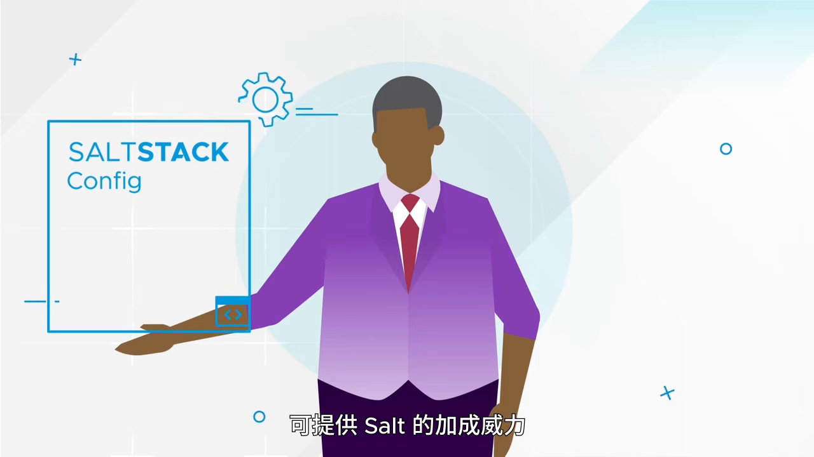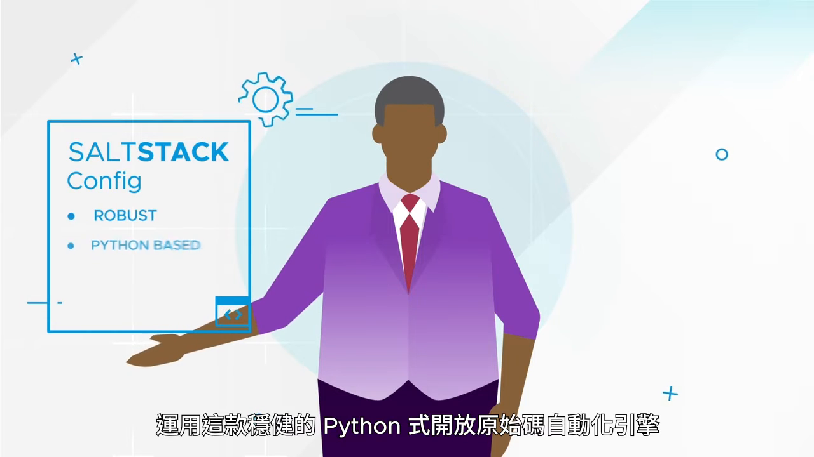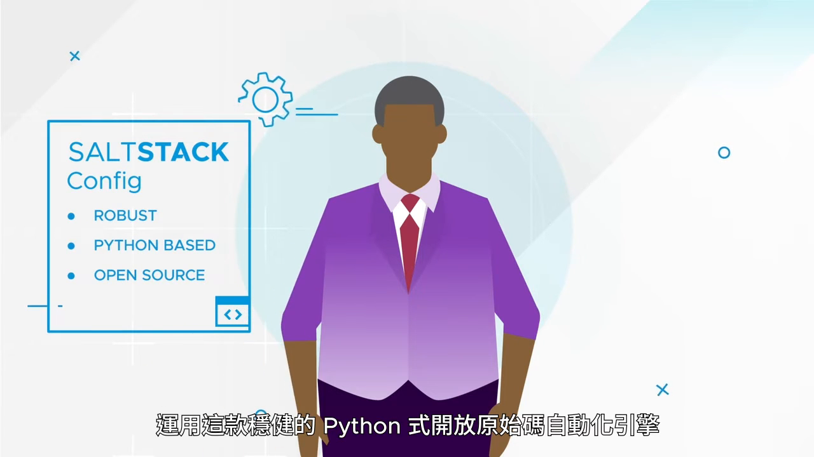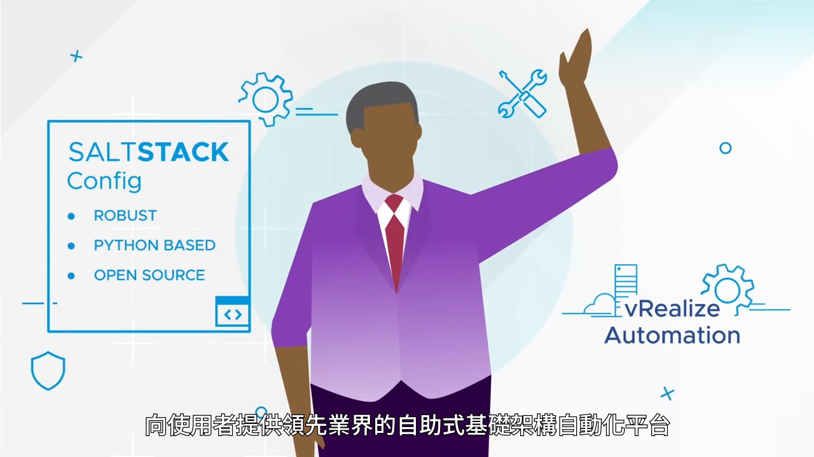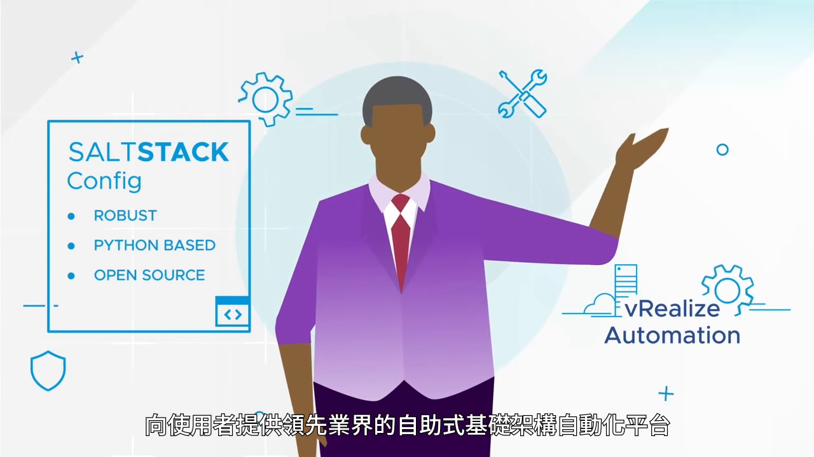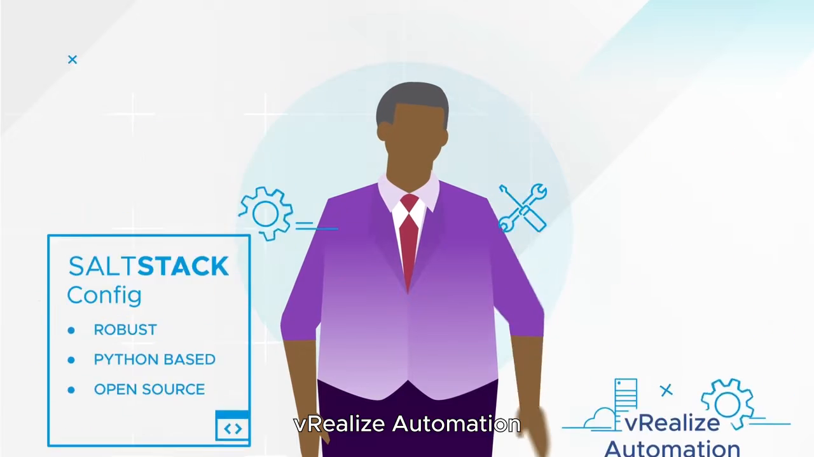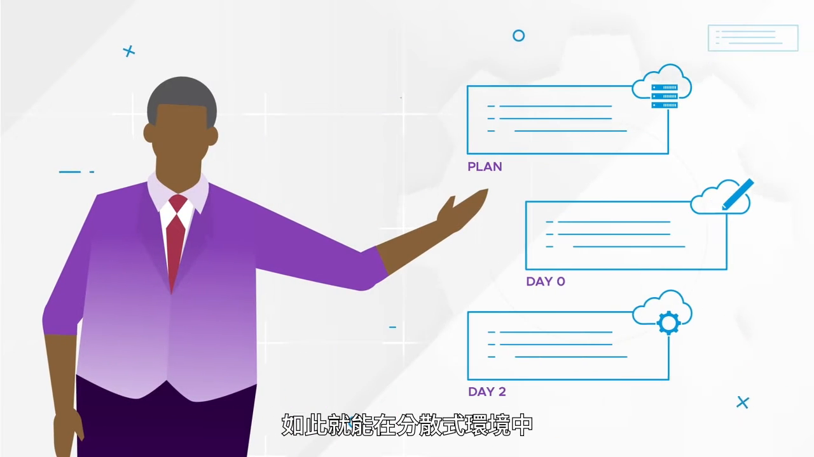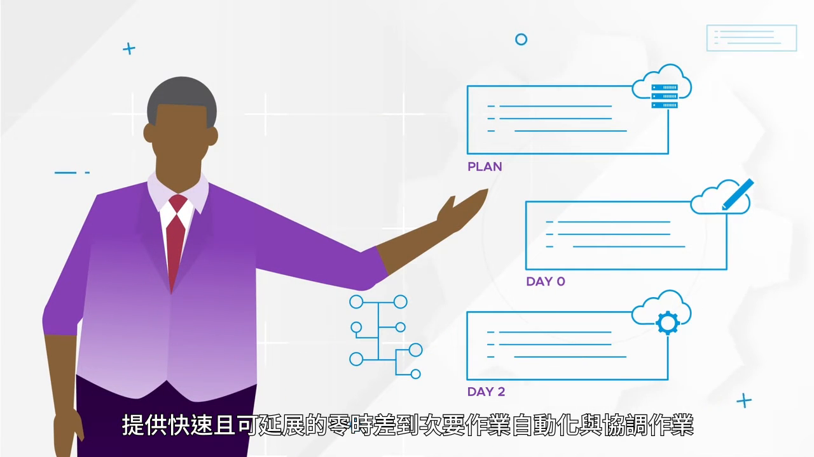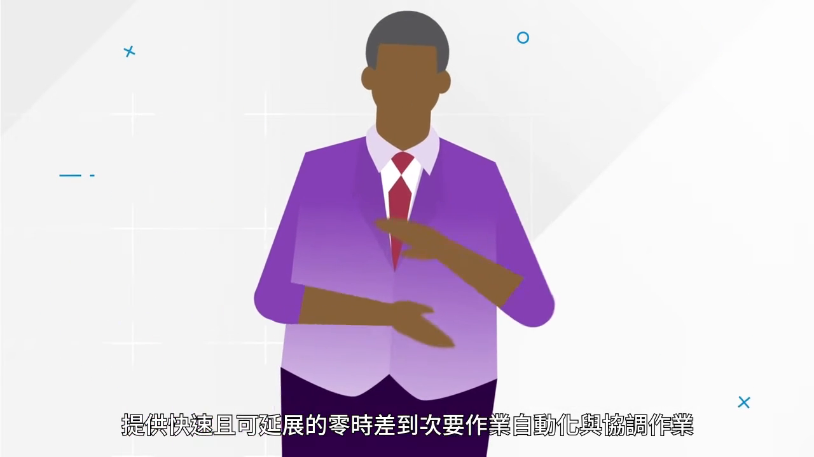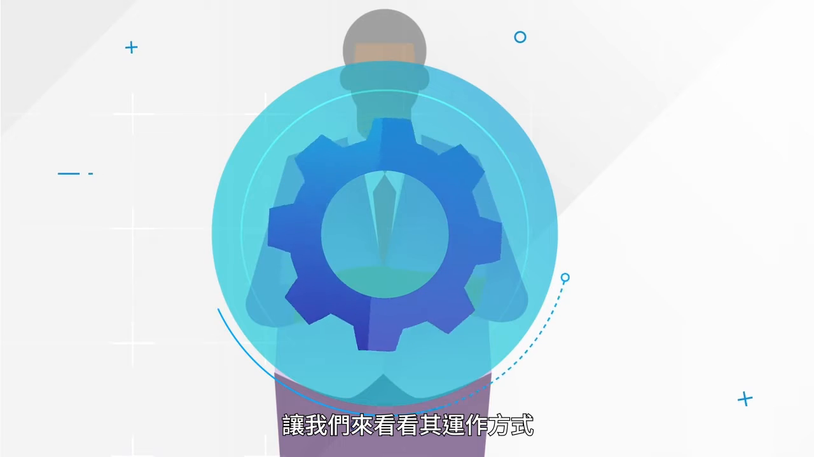It delivers the power of Salt, a robust Python-based open-source automation engine, to users of the industry-leading self-service infrastructure automation platform, vRealize Automation. This delivers fast, scalable, day 0 through day 2 automation and orchestration across disparate environments. Let's see how it works.